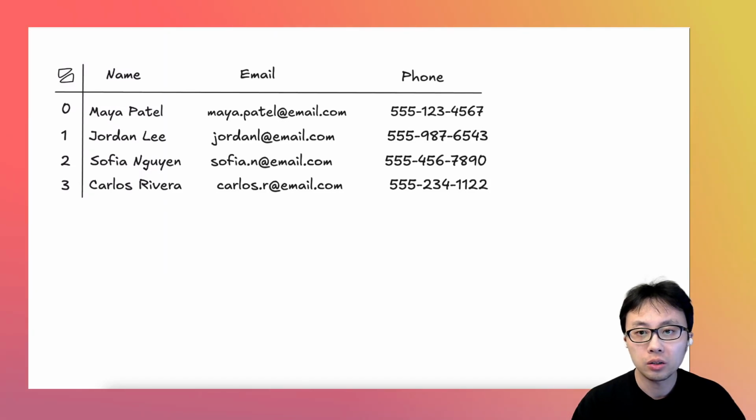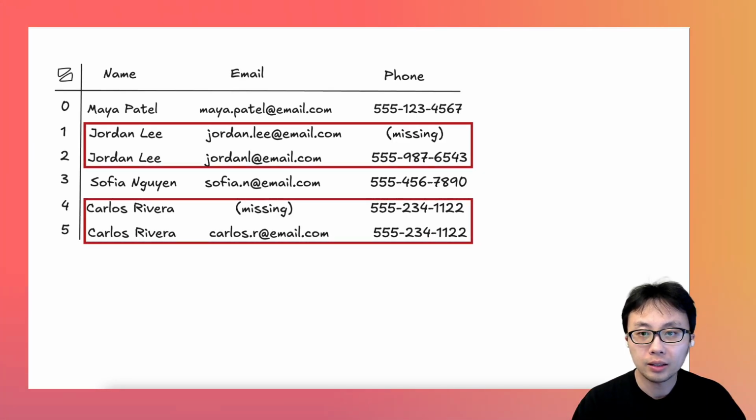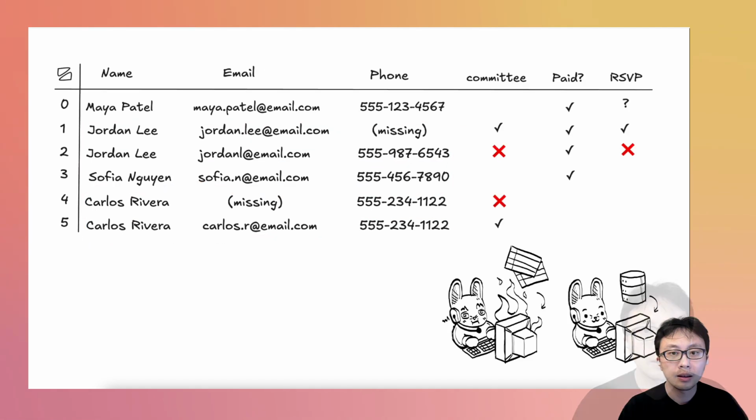Imagine you are keeping track of 50 club members in a spreadsheet. It starts simple: name, email, and phone numbers. But then, someone gets added twice. Someone else's email gets overwritten. Now you are trying to track payments, committees, and event RSVPs, and it's chaos. It's when you realize you will need a structure.